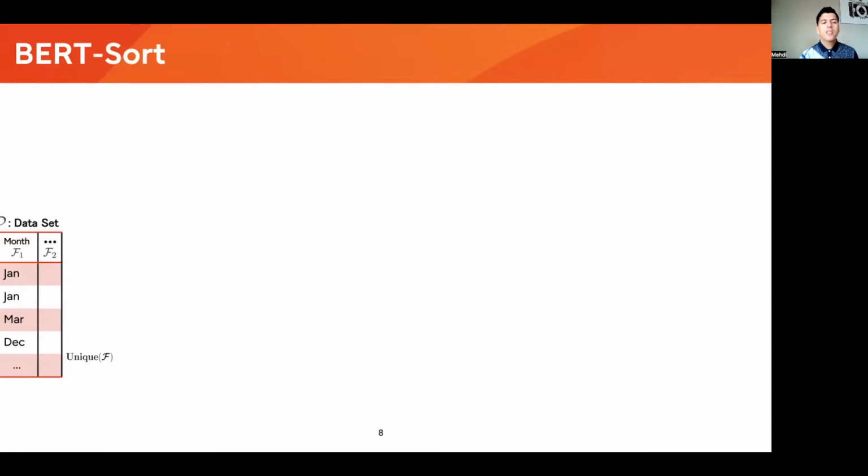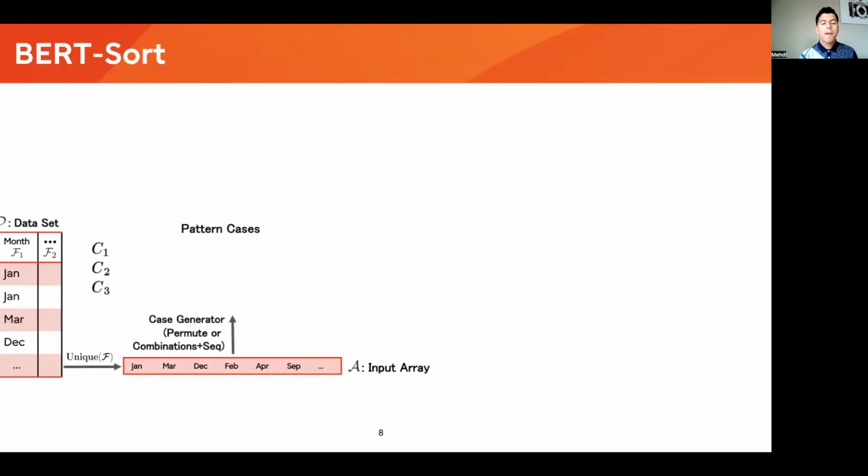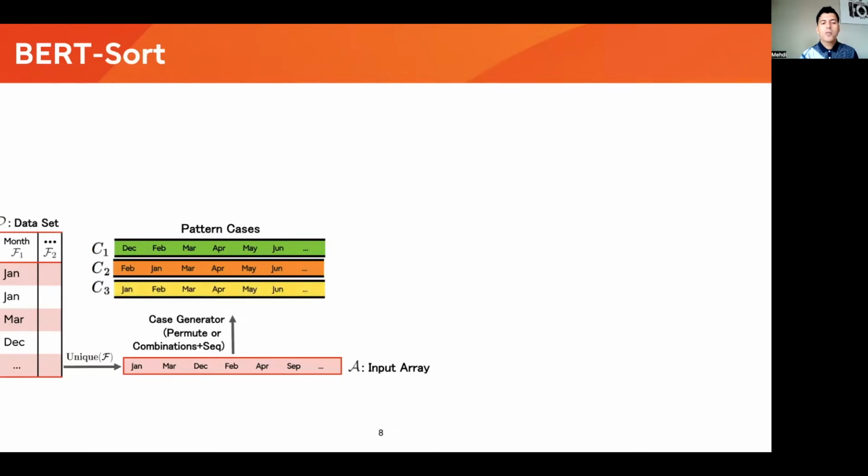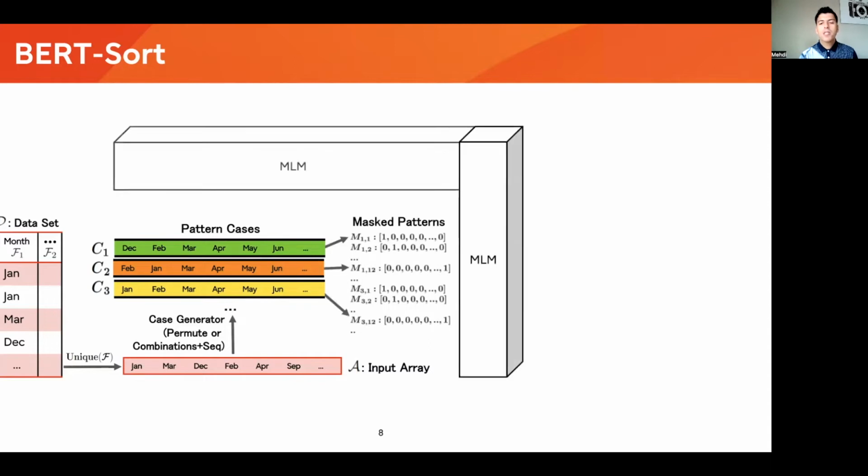First, we look at the dataset, the tabular data, and we generate the unique values. Once we generate the unique values, we select the different pattern cases, all the possibilities of the appearance of the values in different orders, which we call pattern cases, and they include C1, C2, C3, etc. Then we mask each element for each Ci. So, for example, for C1 we generate 12 different masked elements, and then we submit these masked elements and pattern elements to the MLM or pre-trained language model.